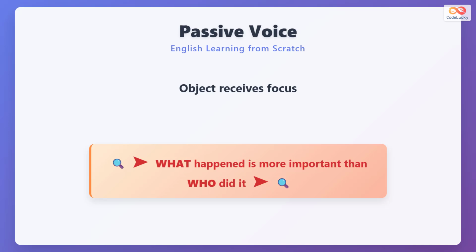Passive voice focuses on what happens to the object, not who does the action. When something important happens, we care more about what received the action than who performed it. The object becomes the main focus of the sentence.